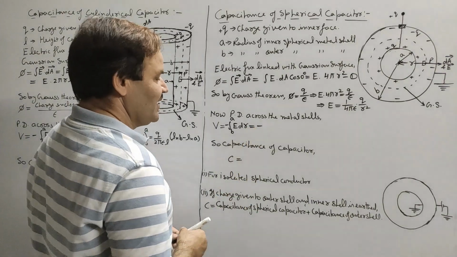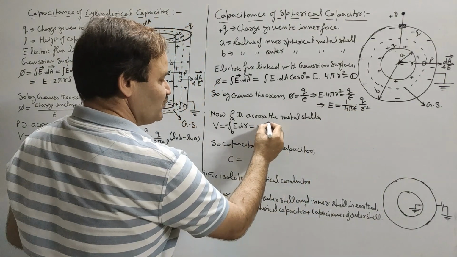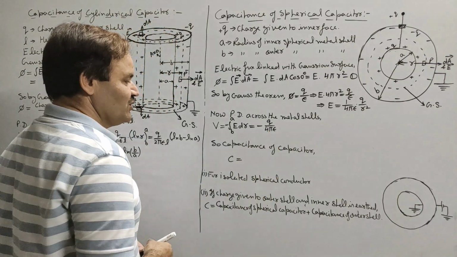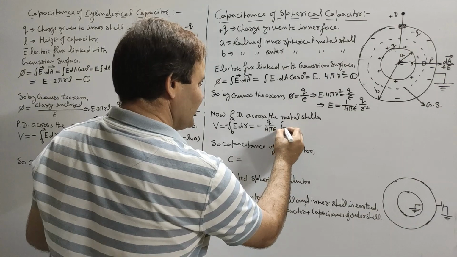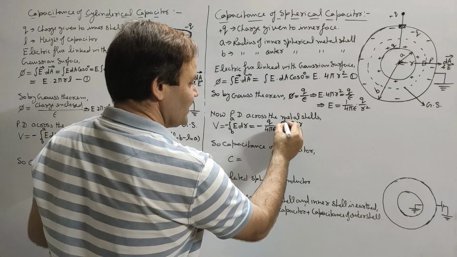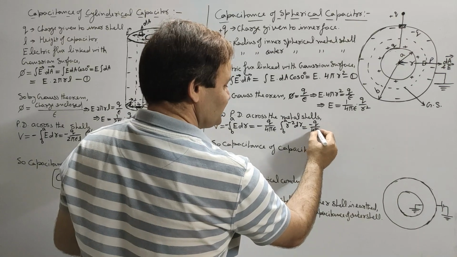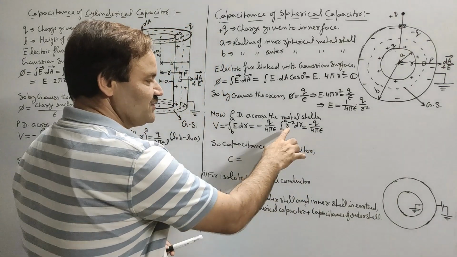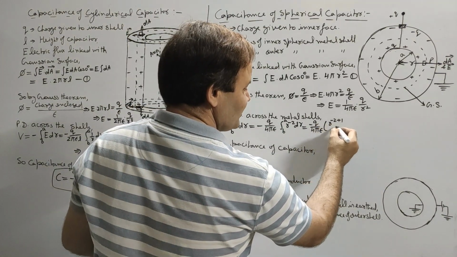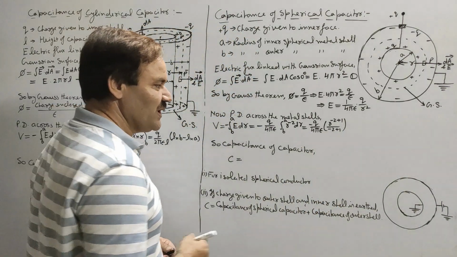So minus, if we put the value of E, then Q upon 4 pi epsilon will come outside the integration because it is constant. So we will be left with integral r to the power minus 2 with respect to r from B to A. This is equal to minus Q upon 4 pi epsilon. Integration of r raised to the power minus 2 will be r raised to the power minus 2 plus 1 upon minus 2 plus 1, and it will become minus 1 upon r.